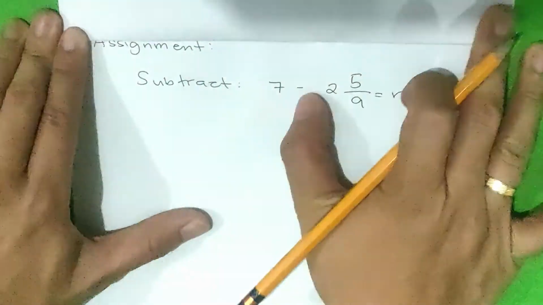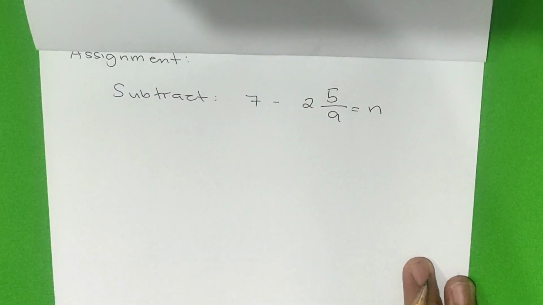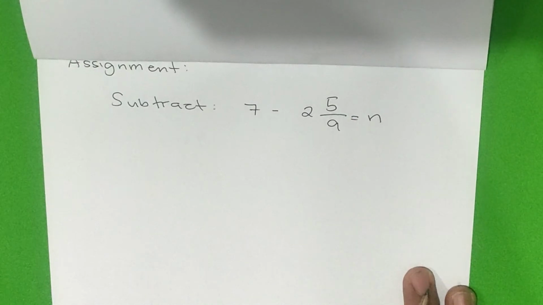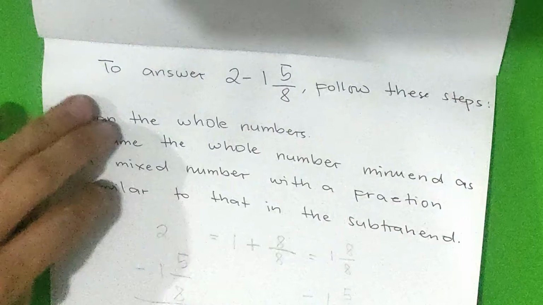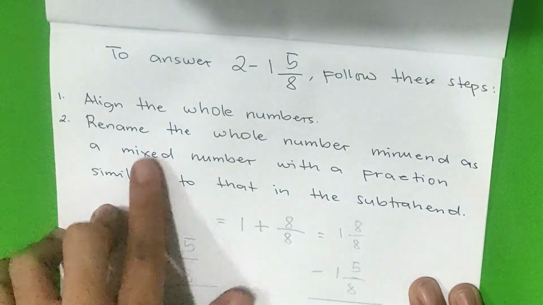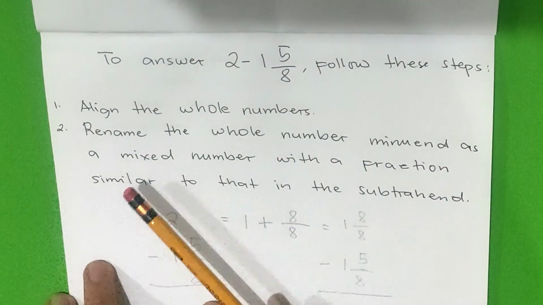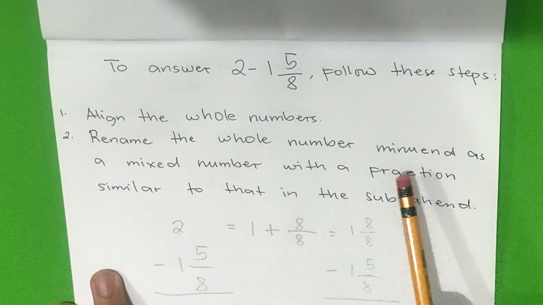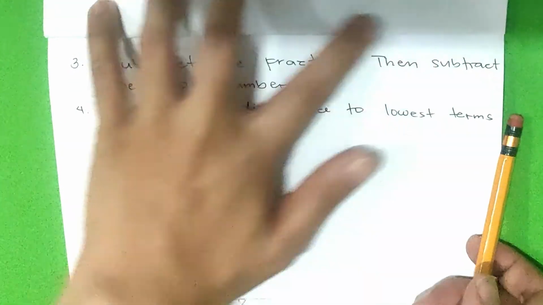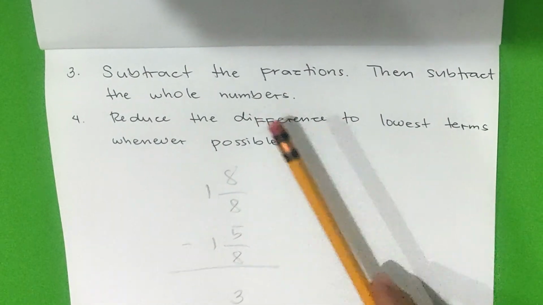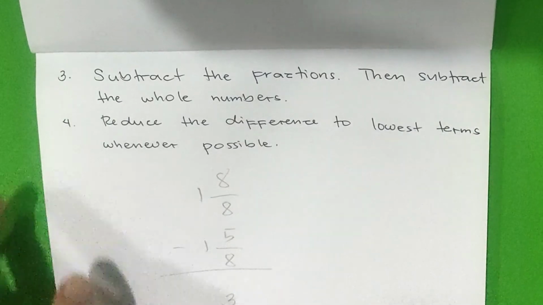So for your assignment, subtract 7 minus 2 and 5/9 equals n. Do not forget the steps I told you a while ago. First, align the whole numbers. Second, rename the whole number minuend as a mixed number with the fractions similar to that in the subtrahend. Then subtract the fractions and the whole numbers and reduce the difference to the lowest terms whenever possible.